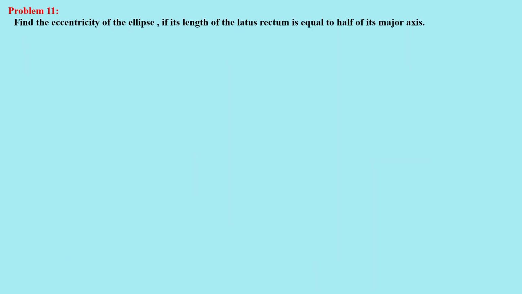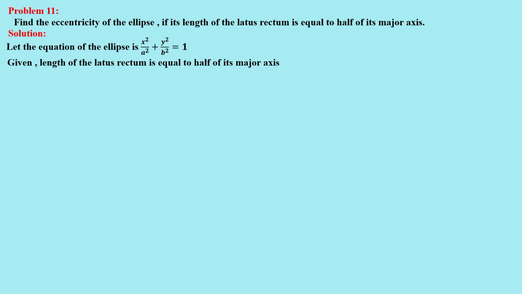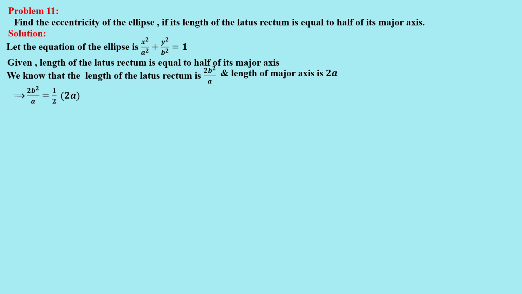Next problem. Find the eccentricity of the ellipse if the length of the latus rectum is equal to half of its major axis. So let the equation be x square by a square plus y square by b square equal to 1. Length of the latus rectum is equal to half of the major axis, right? So for the length of the latus rectum, we know the formula 2b square by a. Length of the major axis is 2a. Half length means a, right? So they have given 2b square by a is equal to a, right? So 2b square is equal to a square. So that is equation number 1.